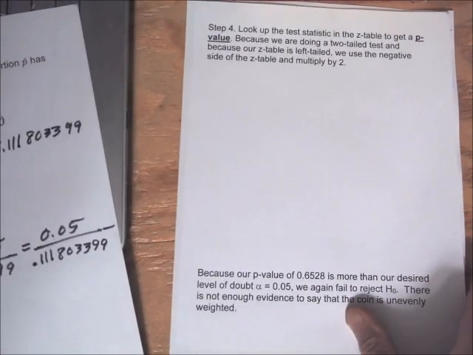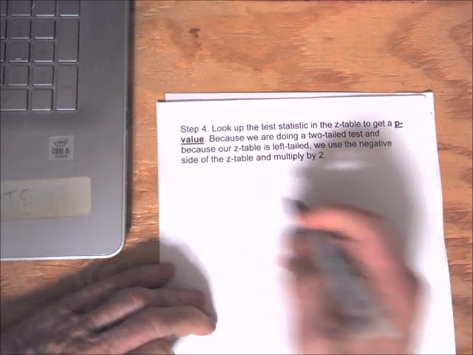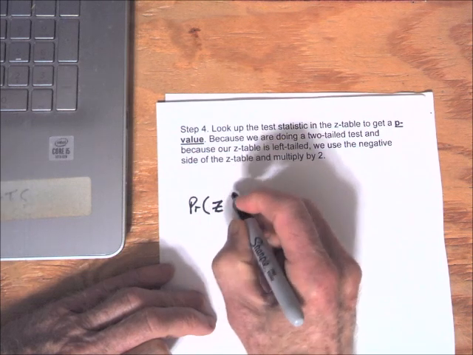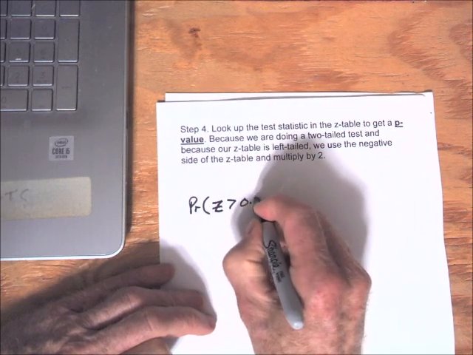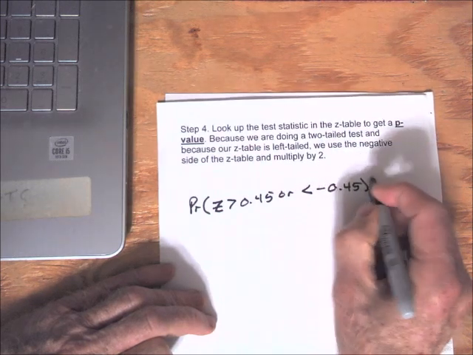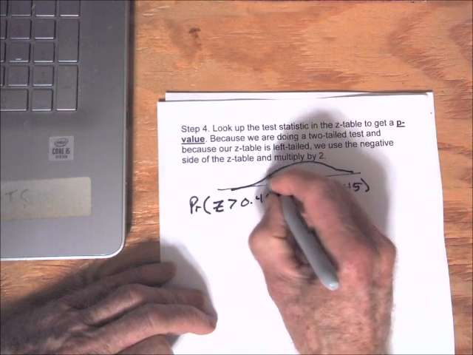Okay, so the next step is to look up the test statistic in the z-table to get a p-value. Because we're doing a two-tailed test, and because our z-table is left-tailed, we'll use the negative side of the z-table and multiply by 2. So we want the probability that z is greater than 0.45 or less than negative 0.45. It's a two-tailed test, so we want to include both extremes.